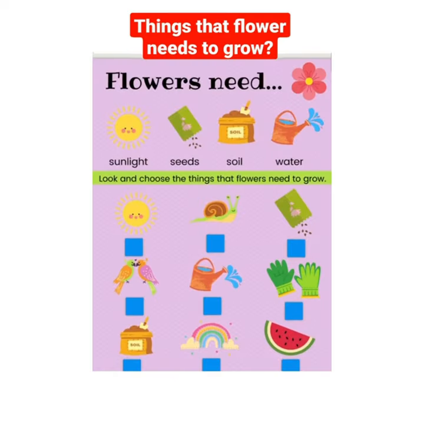What are the things that flowers need to grow? Sunlight, seeds, soil and water. Look and choose the things that flowers need to grow. Sunlight, seeds, water and soil.